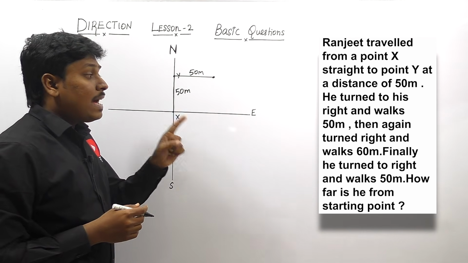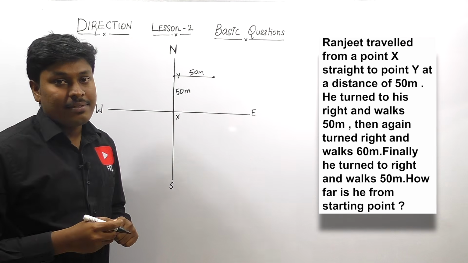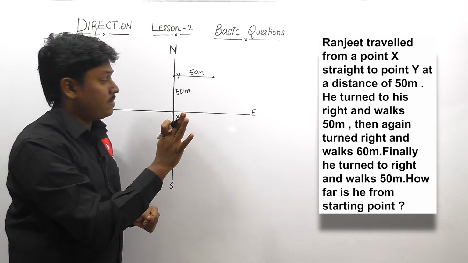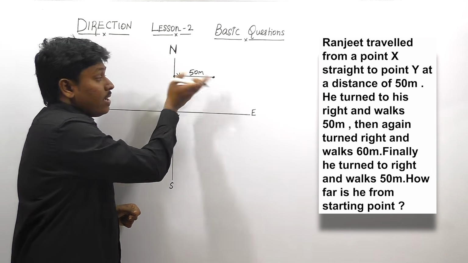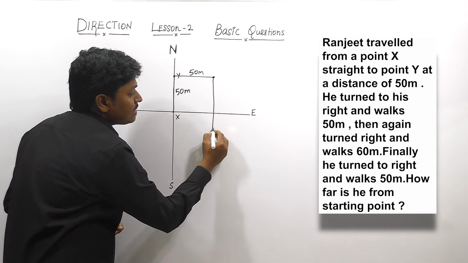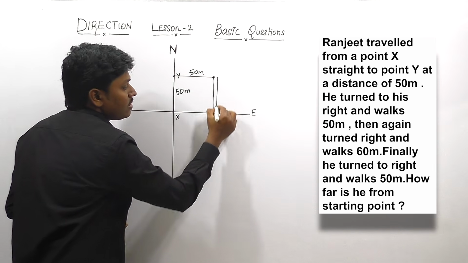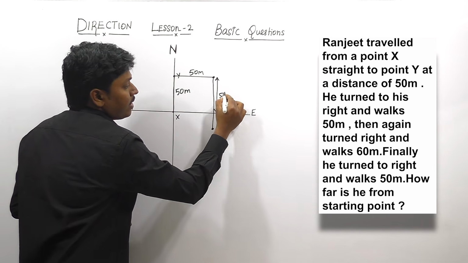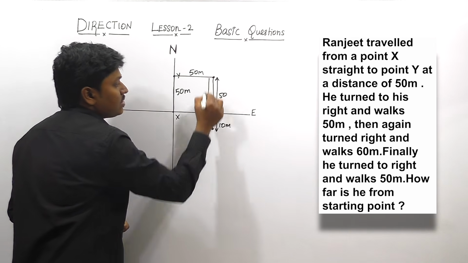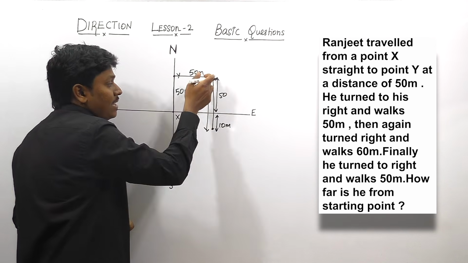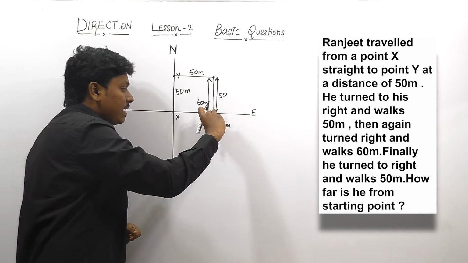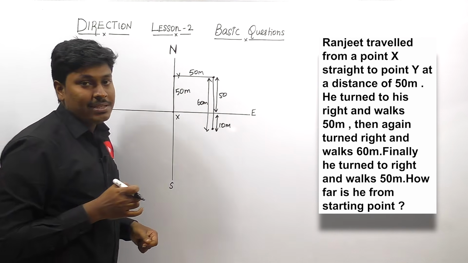Then again he turns to the right and walks 60 meters. Friends, listen carefully. From here the person is turning right and walking 60 meters. Friends, this is 50 meters. From here he is turning right and covering 60 meters. So I should surely say that this must be 60 meters. Friends, got the logic? Why? Because this is 50 meters and this should be 10 meters. So definitely the whole distance should be 60 meters. So this will be 50 and this will be 50 and this will be 10. So finally the person will be at this point.